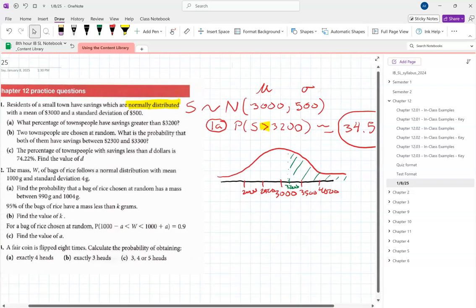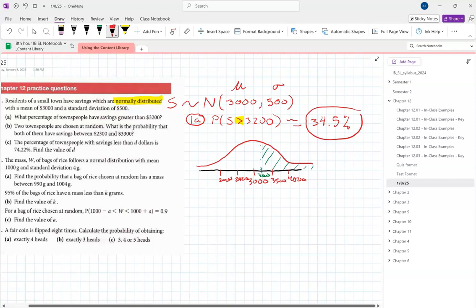Why did I report it as a percentage rather than a decimal? The directions asked for a percentage rather than a decimal. If it just said what is the probability, could I have reported 34.5%? Sure. Could I have also reported 0.345? Yes. But because it asked for a percentage, I gave it as a percentage. But either answer would be fine if it just said what is the probability. Everybody okay so far? Okay. Let's do 1B.